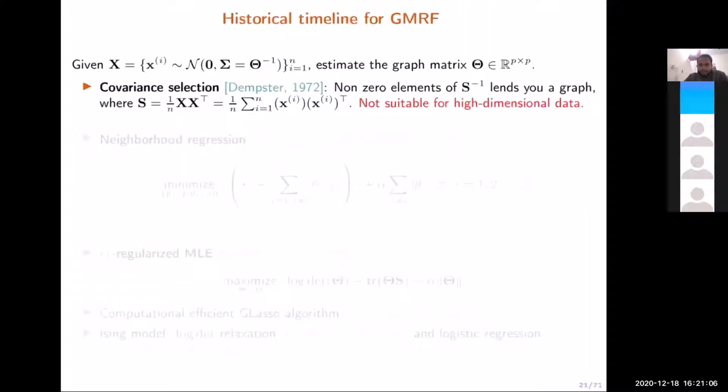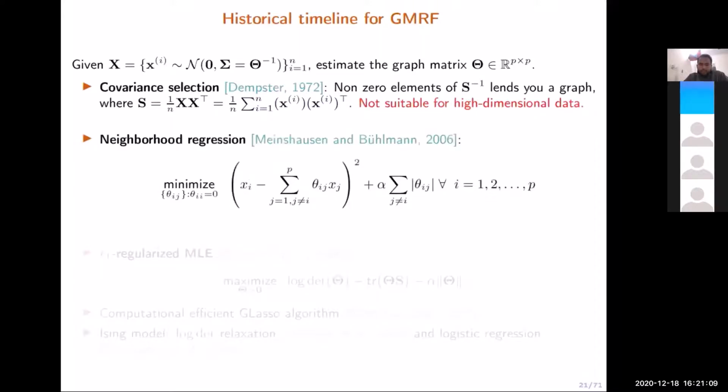Okay, so let's quickly go through the history of graph estimation, or precision matrix estimation.